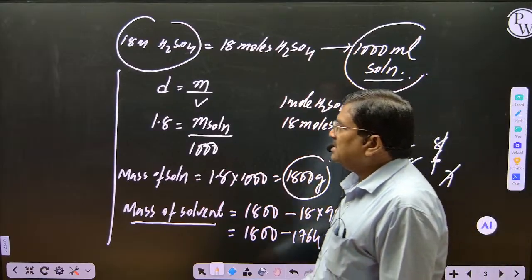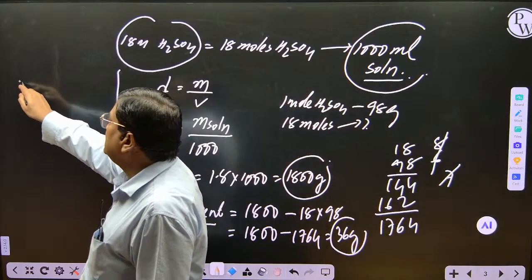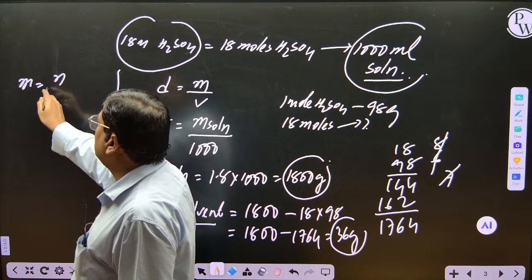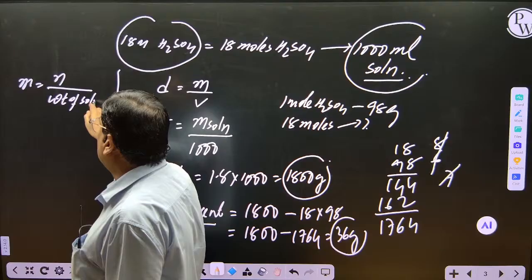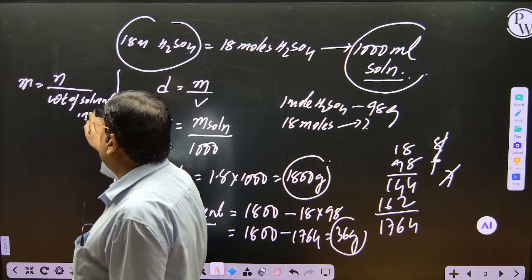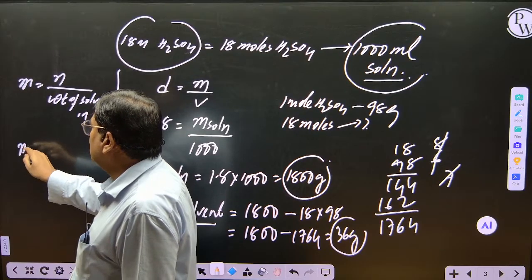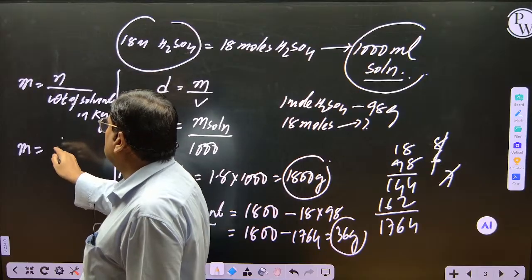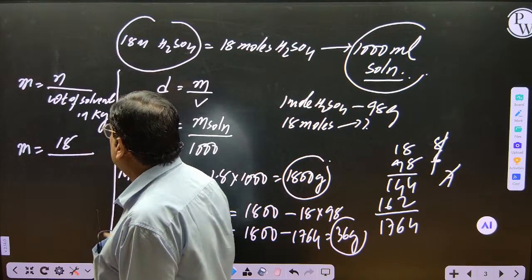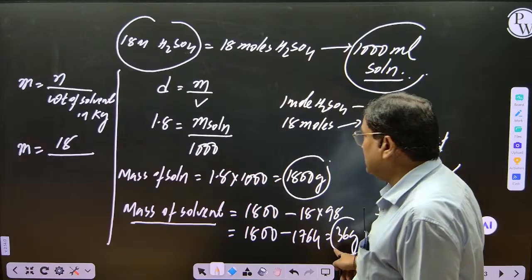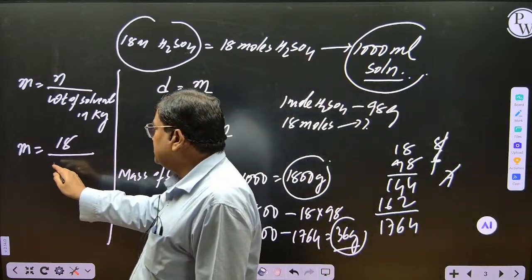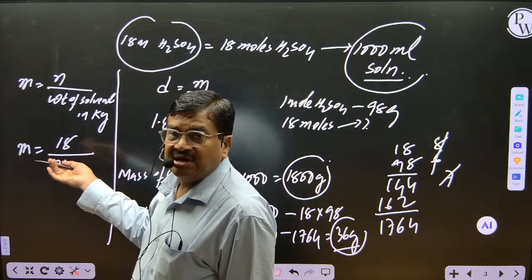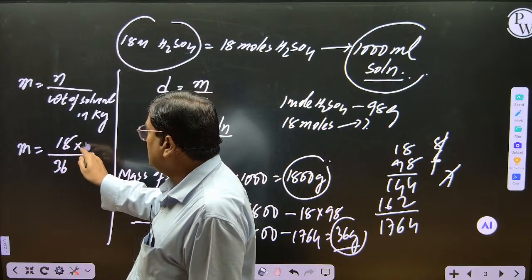Understood. Then what is molality? We learned molality is the number of moles present per weight of solvent in kg, no? Solvent in kg. So moles, how many moles did we get here? 18. 18 by weight of solvent. The weight of solvent is 36 grams. So this 36 grams we have to convert into kilograms. 36 gets divided by 1000.